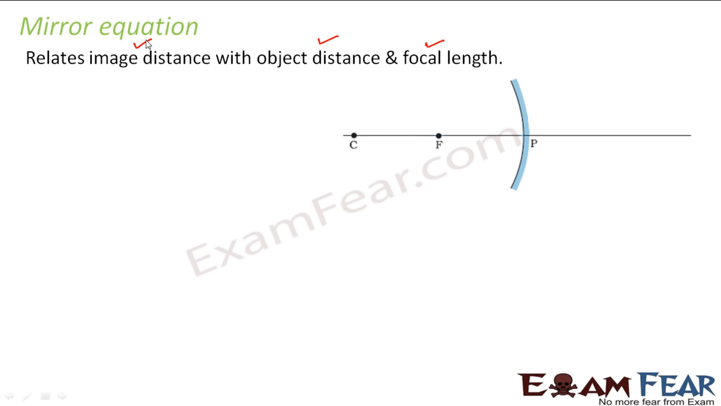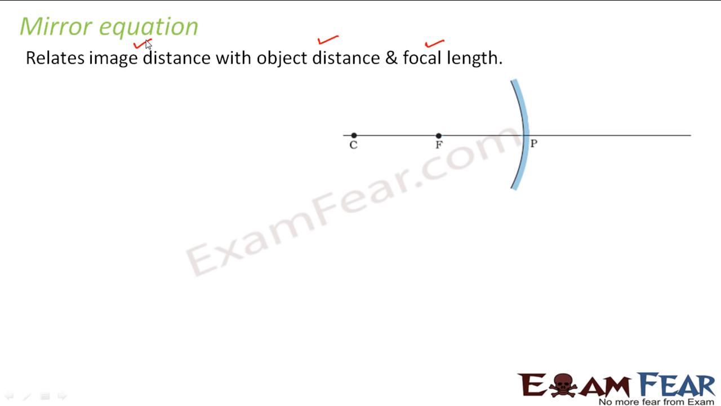So what is image distance? The distance from the pole where the image is formed. What is object distance? Distance from the pole where the object is situated. And focal length obviously is the distance of the principal focus from the pole. Right? So did you notice something? All the distances are being measured from the pole of the spherical mirror, right?